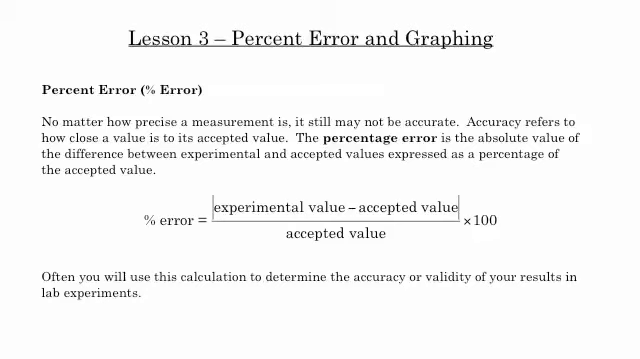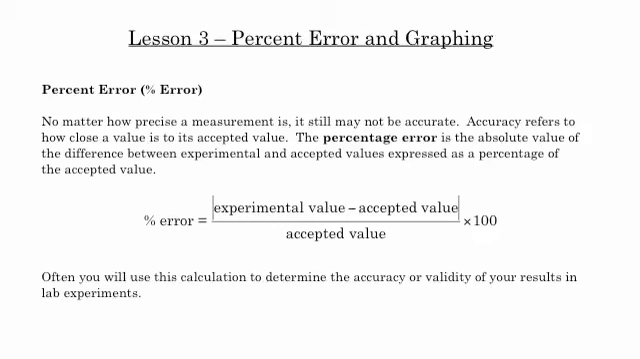In this lesson, we're talking about percent error in graphing. And we've been discussing how measurements will vary in their precision, but no matter how precise a measurement is, it probably is not accurate because there's always a little bit of error involved in any measurement, no matter what device you use.